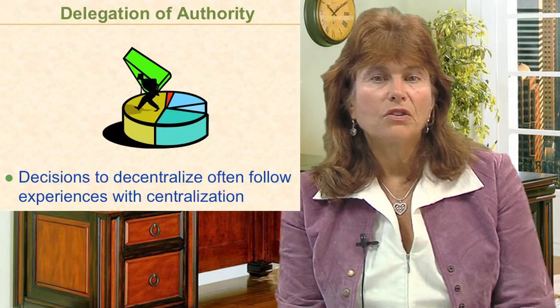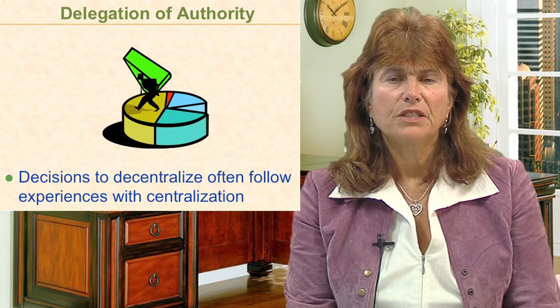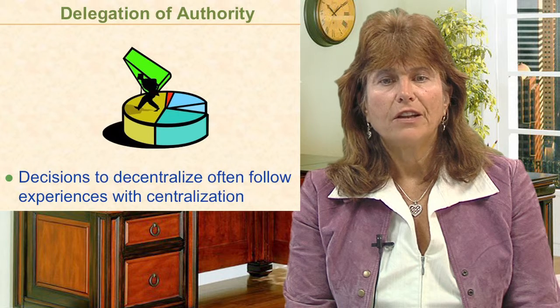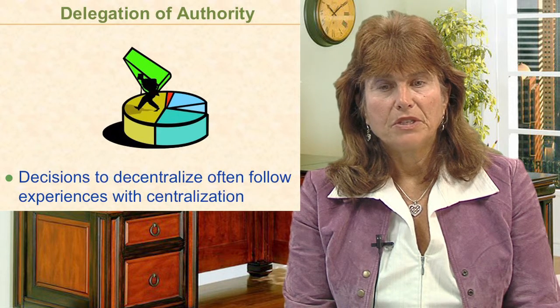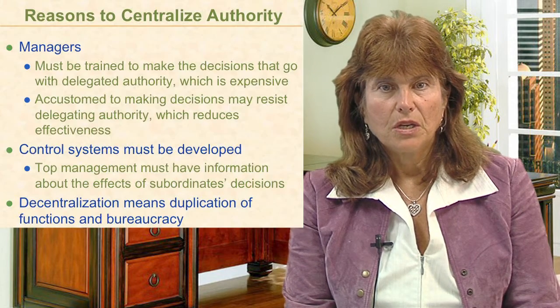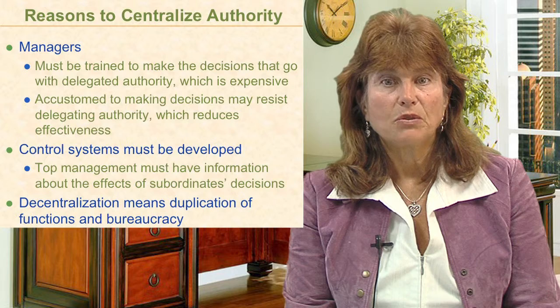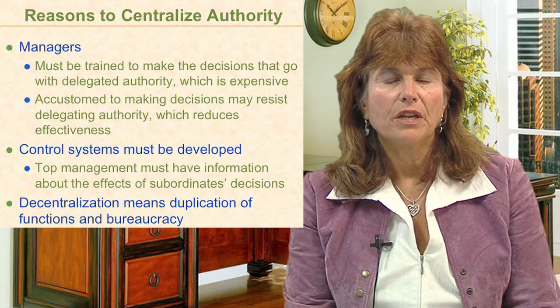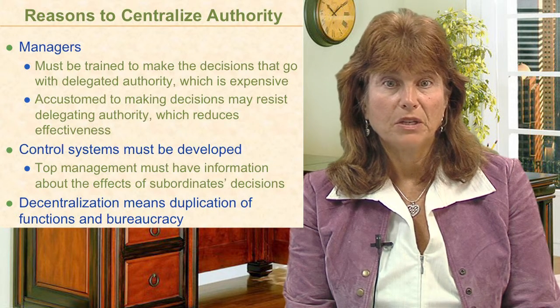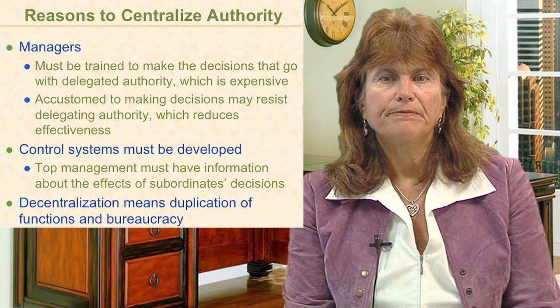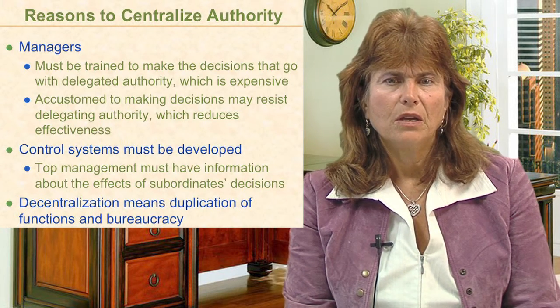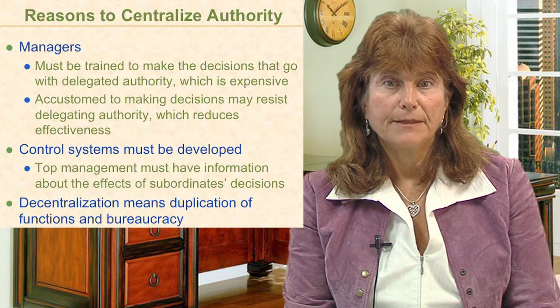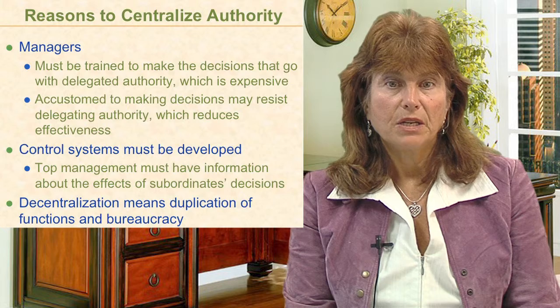We can also have a delegation of authority where decisions to decentralize often follow some of the experiences that happen with centralization. Oftentimes you'll see a very decentralized organization that gets into financial trouble move towards more centralized structures. When we do have a centralized authority, managers must be trained to make the decisions that go with the authority, and this can be very expensive to have a manager with that much accountability. They're also accustomed to making decisions. They may resist delegating authority, which can reduce effectiveness, and that could be another reason to centralize.